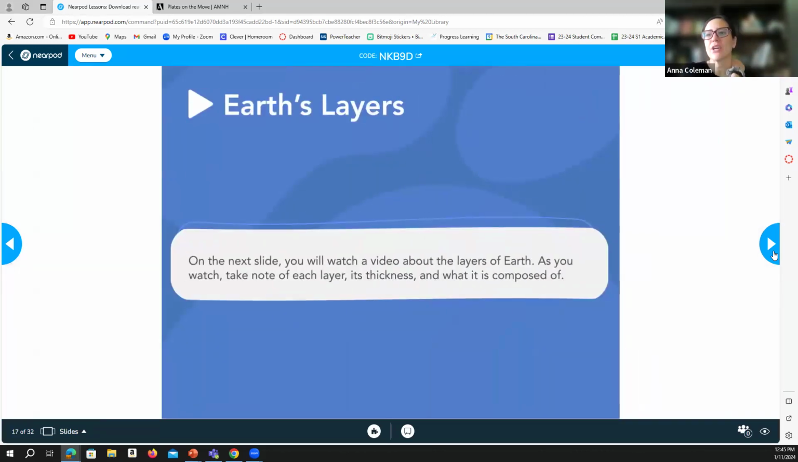So on the next slide, you're going to watch a video about the layers of the Earth. As you watch, take note of each layer. Look at its thickness, look at what it's made of.